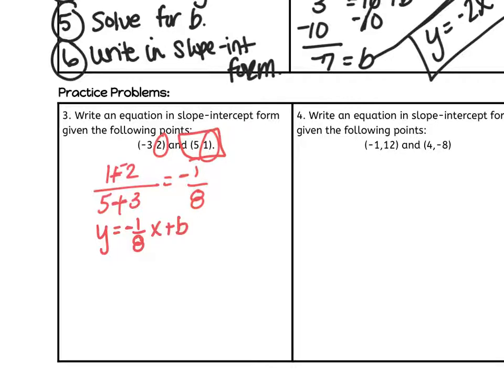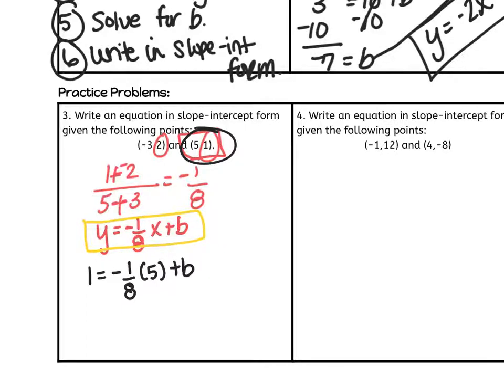And I know some of you are going to start to skip this step where you fill in what you know because you think you don't need to write it. It just helps keep my brain clear. After this, I'm going to go with the point 5, 1. So 1 is in the y spot. So I'm going to say 1 equals -1/8 times 5 plus b.